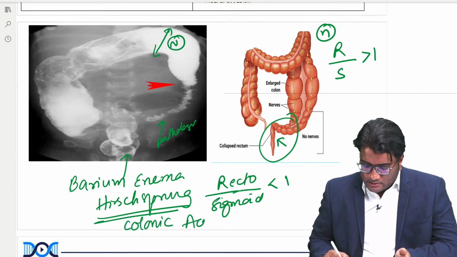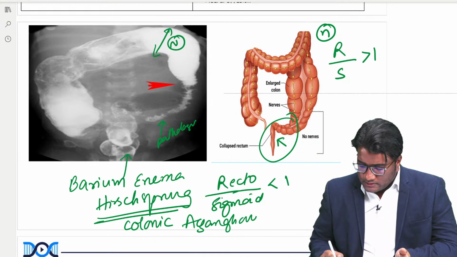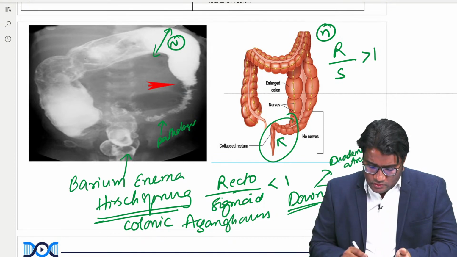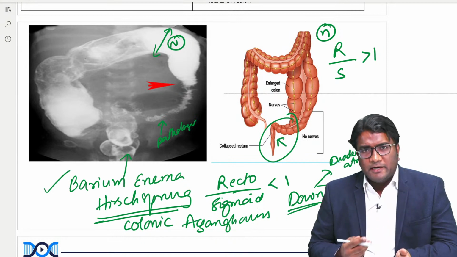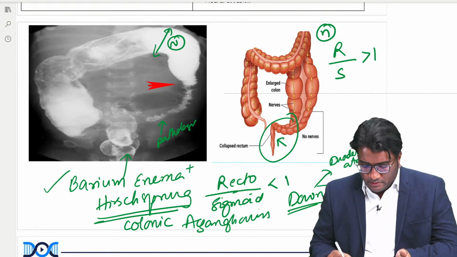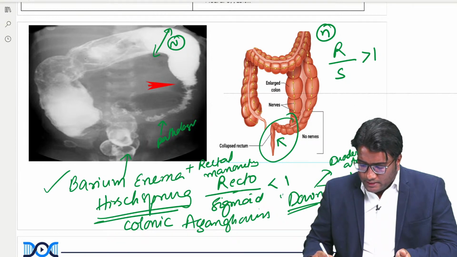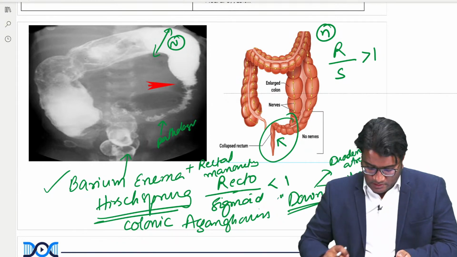And you can be asked about its association also, that is Down's syndrome. To remember, Down's in GIT: duodenal atresia, as well as Hirschsprung's, right? Commonly tested. And they asked what is to be done. So barium enema and rectal manometry, right? Barium enema and rectal manometry should be done. Do remember these conditions, duodenal atresia and Hirschsprung's, in relation to Down syndrome.